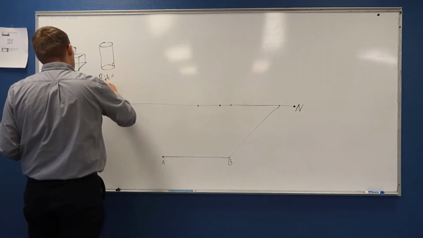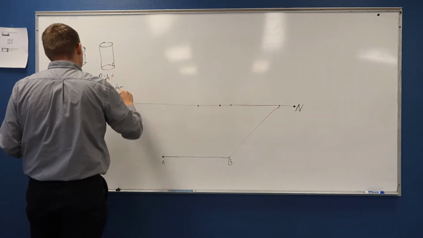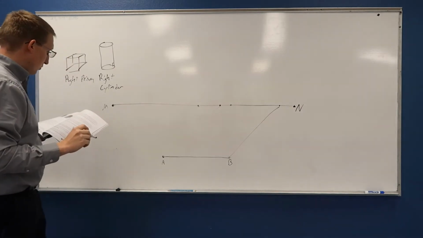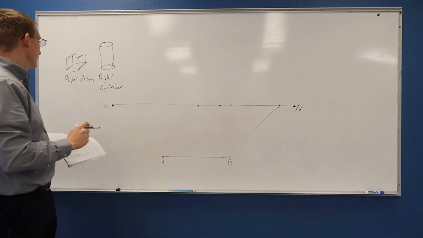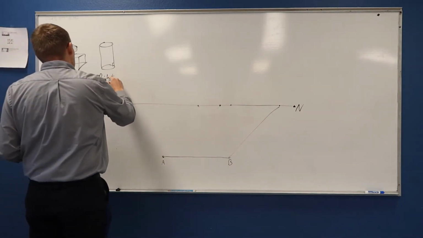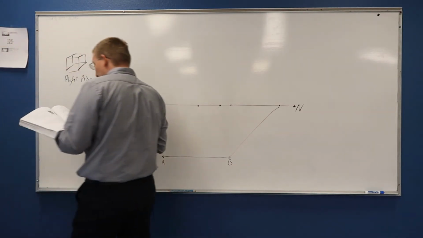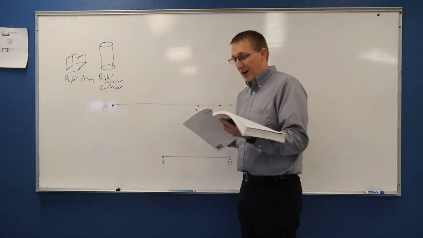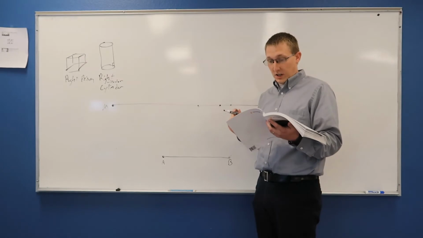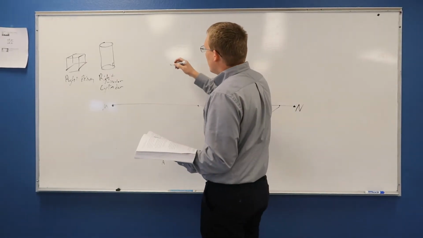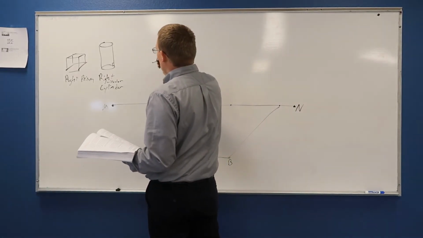Right cylinder. Right circular cylinders, I'm sorry. They're not ovals, they're circular. Then we've got oblique prisms, oblique pyramids, oblique cylinders, and oblique cones. Okay, so oblique pyramids or prisms are going to be.